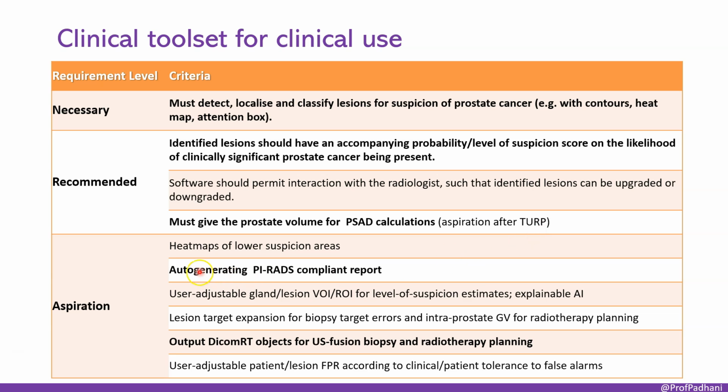Things like heat maps for lower suspicion areas, auto-generated PI-RADS reports to save you time, user-adjustable ROIs, maybe some explainable AI features so you understand why it flagged something. Lesion expansion tools for biopsy or RT planning, exporting for fusion systems. Yes, those DICOM-RT object exports are really valuable for integration, and maybe even letting you adjust the false positive threshold, depending on the clinical situation. Lots of potential enhancements there.